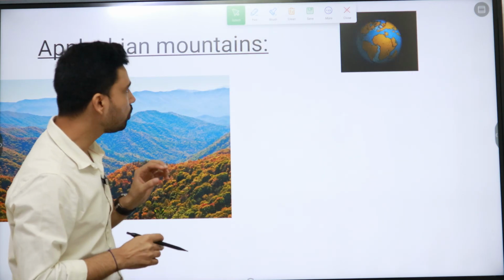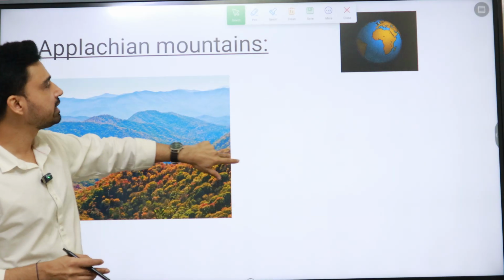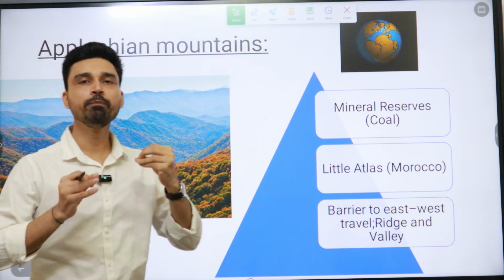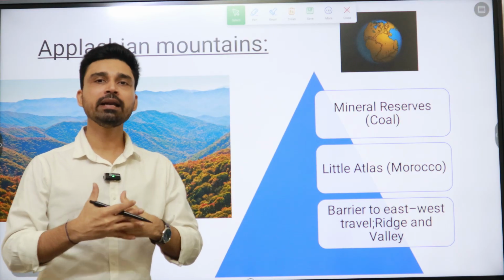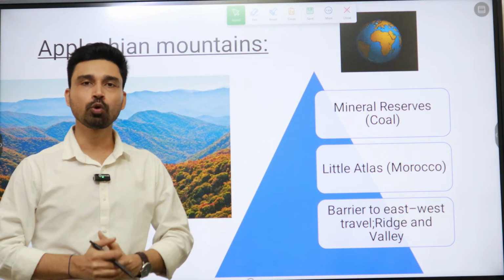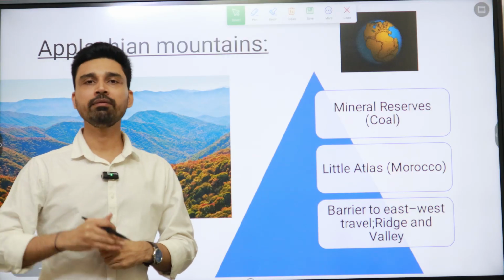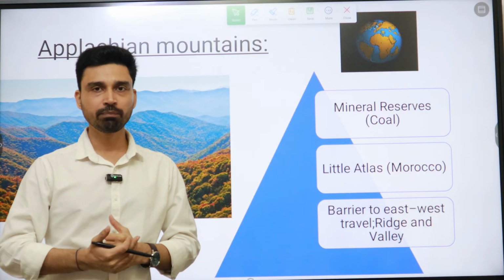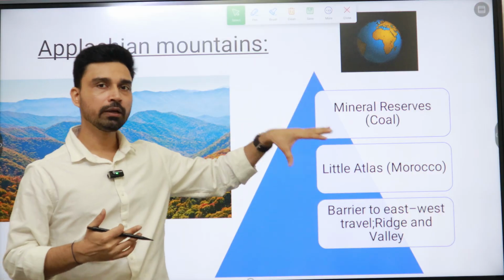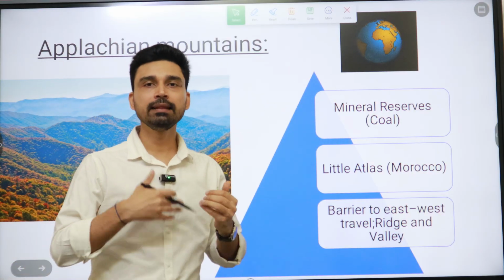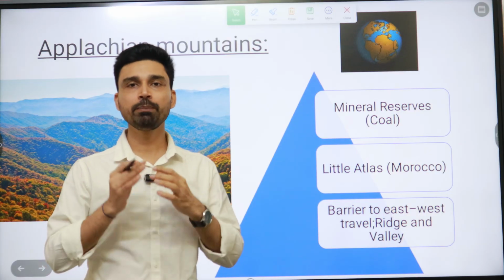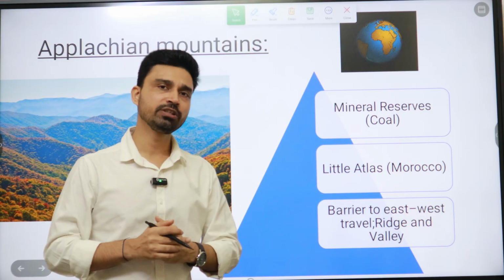So these are some basic facts you have to keep in mind as far as the Appalachian Mountain is concerned. Now, the Appalachian Mountain is also significant from the perspective of mineral resources, because in the Appalachians, the US and Canada have vast reserves of coal, which is a very important mineral. We can say it is the backbone of industrial development, because the coal found here is used along with the iron ore that is also found in the western part, and this has led to the development of a large number of steel industries in this area.